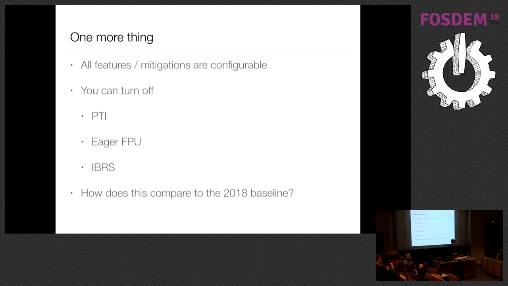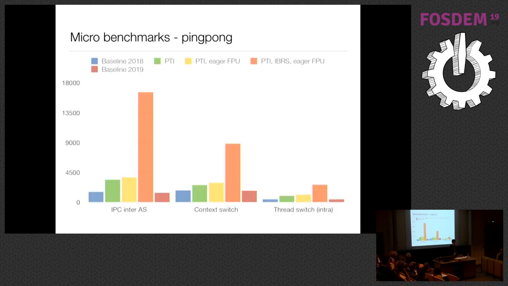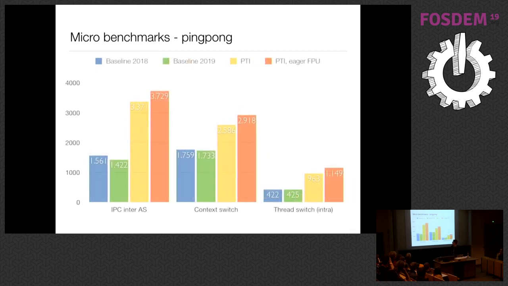The interesting question for me at that point was, how do we compare one year later to the 2018 baseline performance? So that's the full picture. Let me move that a little bit around. Now the blue and the green bar are basically the interesting ones. There you can see that we slightly improve performance on the micro benchmarks. I will tell you in the conclusions what I suspect the reason is.